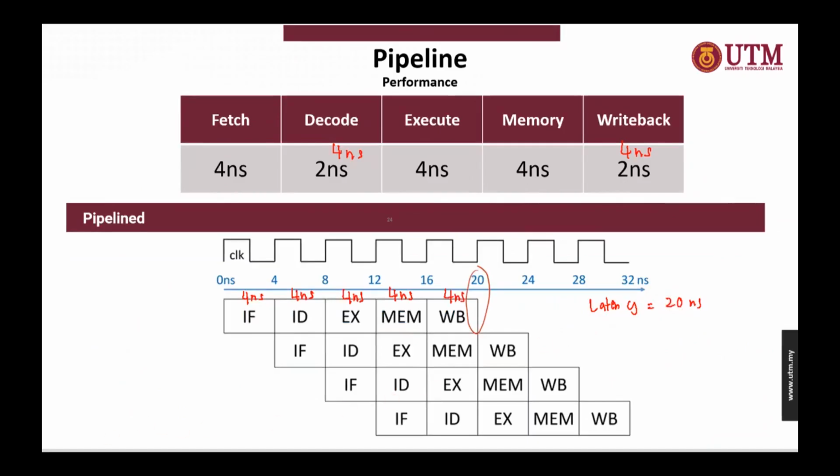Find out the throughput for 32 nanoseconds. What is the throughput for 32 nanoseconds? For the duration of 32 nanoseconds, how many instructions can you execute? 1, 2, 3, 4. 4 instructions.